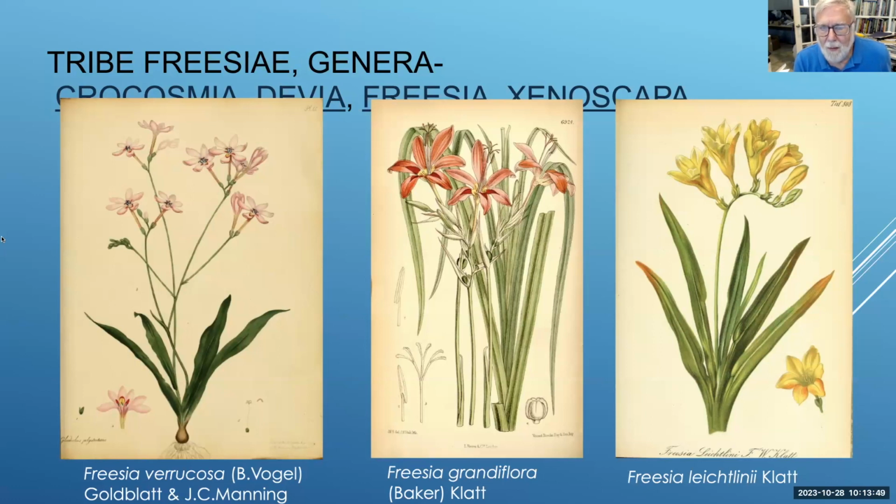One of the characteristics, which it probably doesn't show in the other two as well, is that the flower cyme sort of bends over and lays out like the one on the right in most of them. So that's sort of characteristic of the freesias. And you can see the funny looking stigmas on the center one. You can see how they stick up and are quite different than a lot of the other irises. So this is freesia. The freesia genera are Crocosmia, Devia, Freesia, and Xenocapa. And let's go to the next slide.